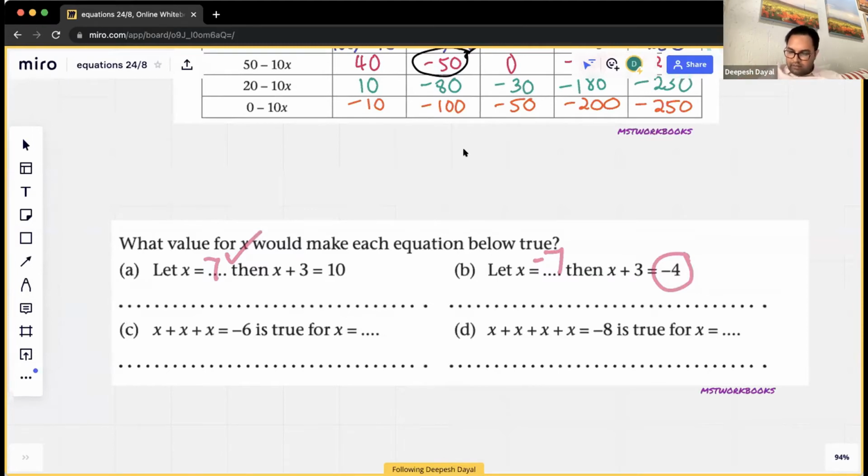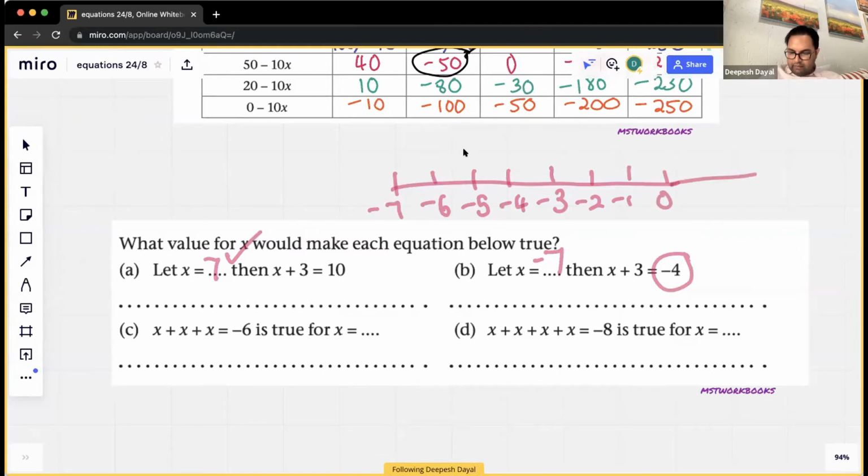Okay, so let's look. In order to get a negative number, let's draw a number line. We've got here minus 7, minus 6, minus 5, minus 4, minus 3, minus 2, minus 1, 0.